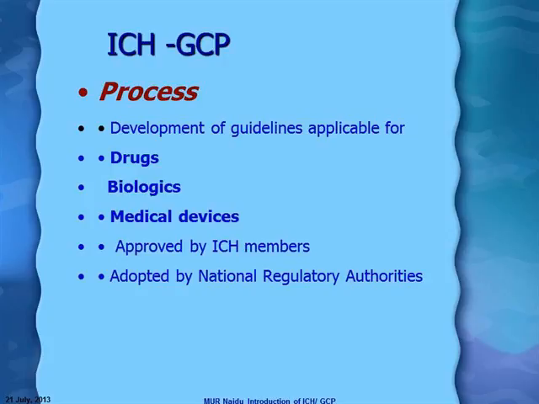The process of ICH GCP includes the development of guidelines which are applicable for drugs, biologicals, and medical devices. These processes have to be approved by the ICH members of those countries and should be adopted by the national regulatory authorities of all the member countries who are following the ICH GCP guidelines.